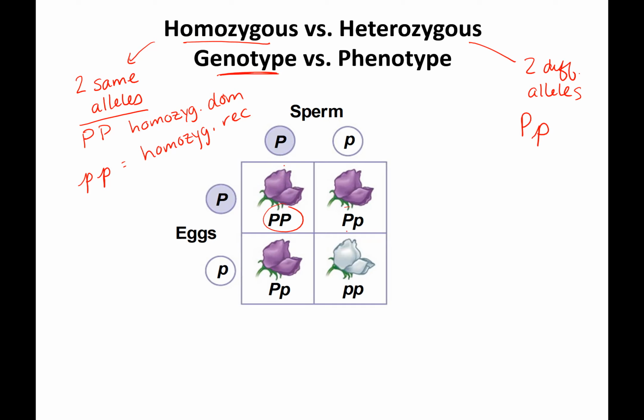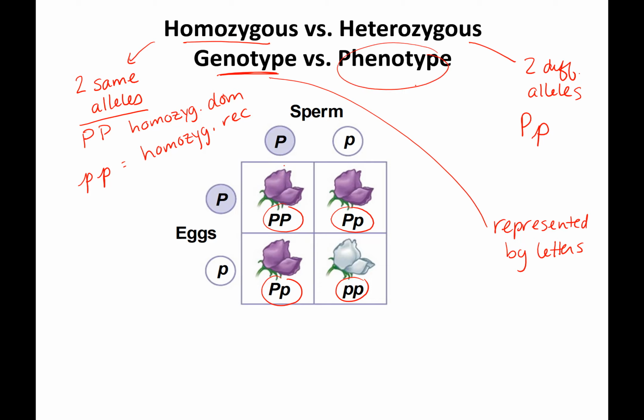Genotype are our letters. So genotype is represented by letters. Phenotype is our description. So since you will not be drawing purple and white flowers, you would write the words purple, purple, purple, white.